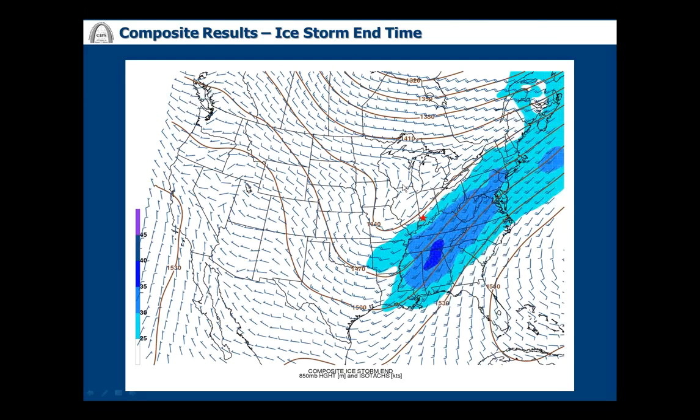And at the end time, the trough has deepened and is making its way through the Mississippi River Valley, and the low-level jet has also increased in coverage and intensity again, but it's moved off basically east of the domain, or the eastern part of the domain at this point.